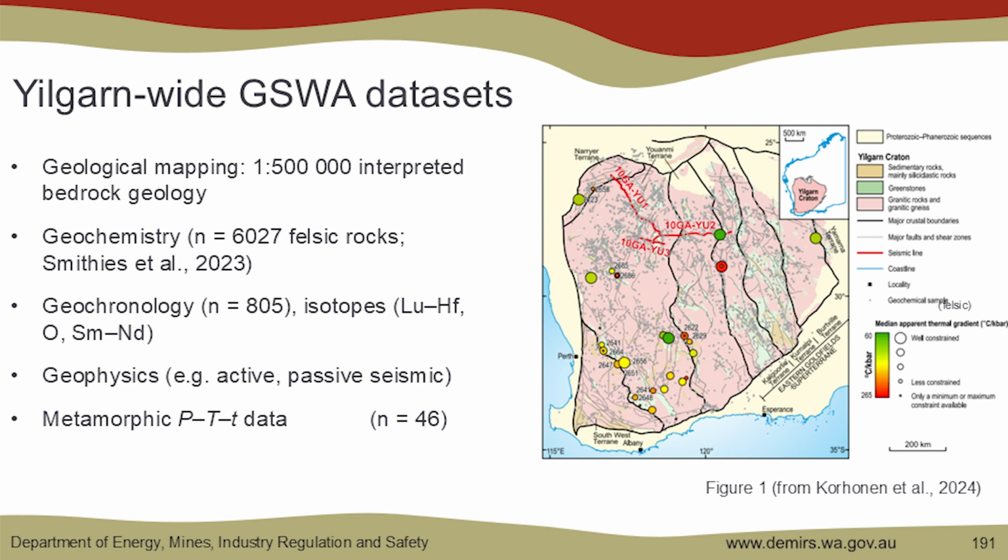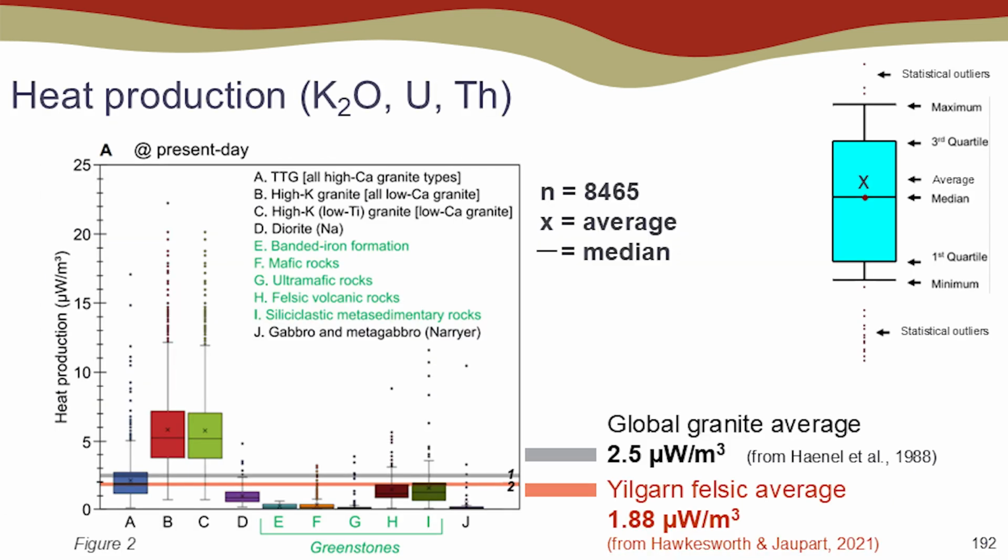Okay, so I'm now going to focus a bit on what the geochemistry tells us. So this plot here is a plot of different lithologies considered in this work, plotted against their heat production that's calculated from the concentration of heat-producing elements, which are potassium, uranium, and thorium. And what's also shown, the gray bar is the global granite average, which has a heat production of about 2.5 microwatts per cubic meter. And the pink bar is the Yilgarn felsic average, which was previously estimated in an older study.